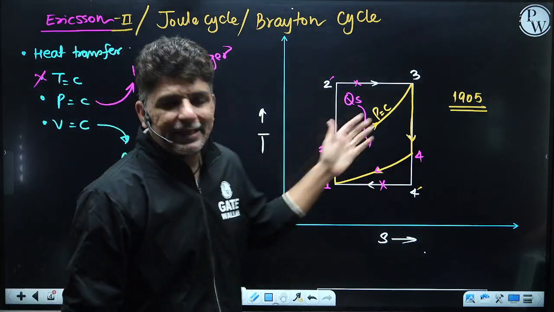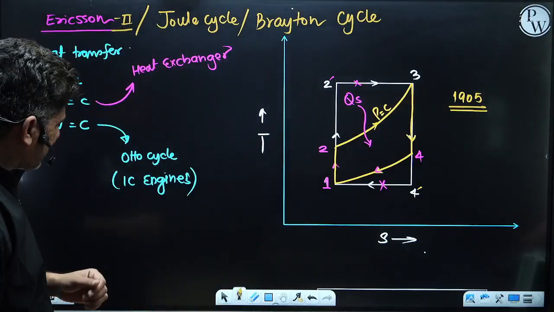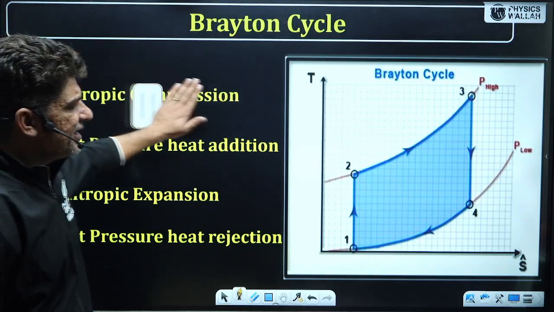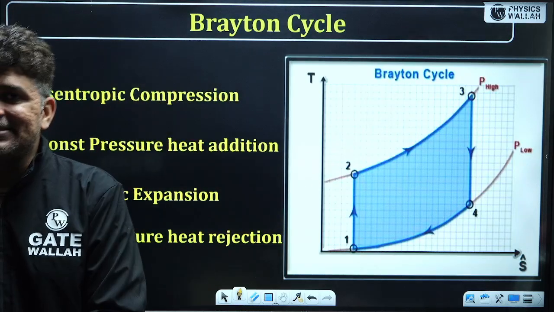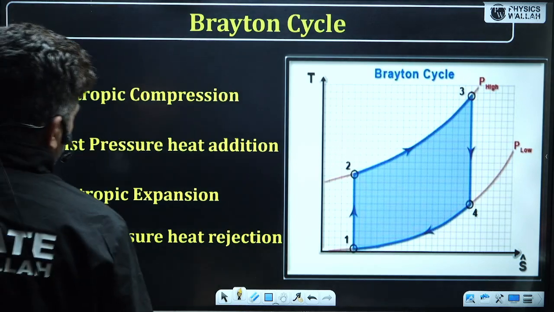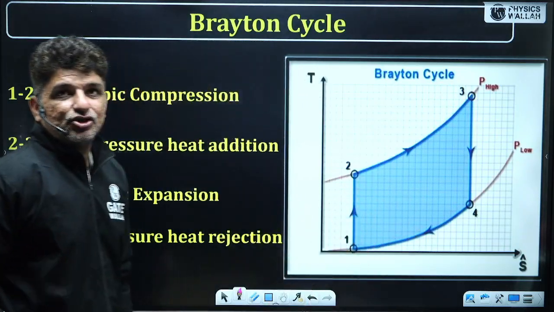So now let's see what a Brayton cycle actually looks like. The ideal Brayton cycle consists of 4 processes. 1 to 2 is isentropic compression.